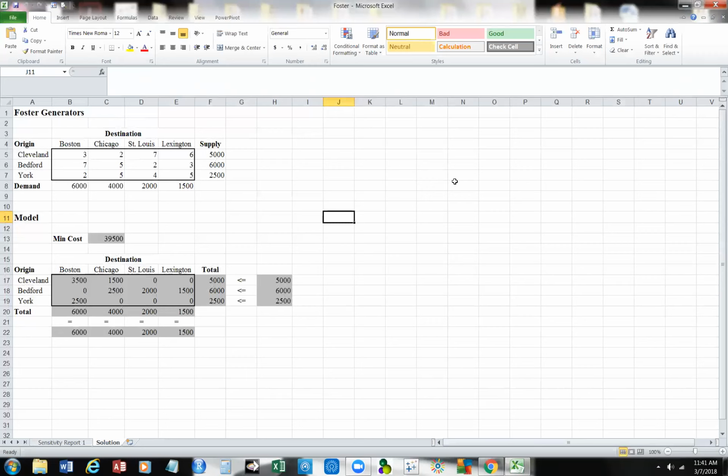All right, I know. Okay, now we've got Foster generators here. We've got the supply, the origins. They show us the minimum cost, and you can take a look at this. And you can also look at the Gorman transportation problem. Okay, the main thing again is making certain that we've got the right data.